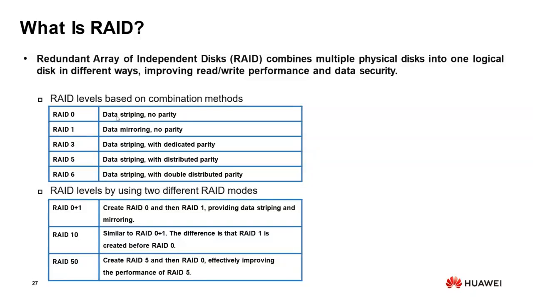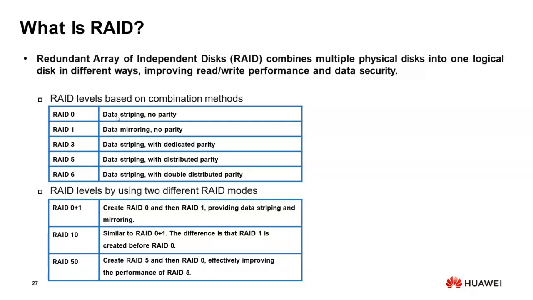RAID 1 has data mirroring, but it also doesn't have parity. So basically what mirroring means is that a single file will be stored in multiple disks. What do you see in a mirror? You see yourself, right? A copy of yourself. But in any way, that's the idea. Mirroring simply means a copy of the data will be stored in different disks. So if a disk crashes, you still have a copy of it in another disk. That's the idea of mirroring, but it also doesn't have parity check.